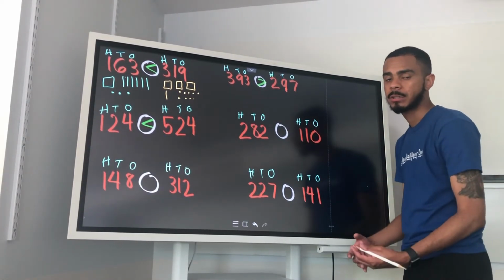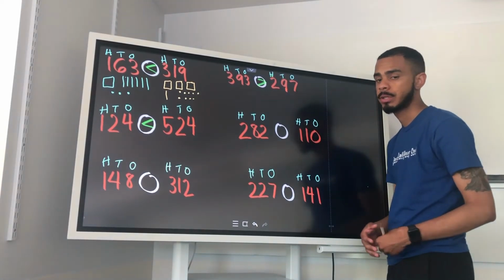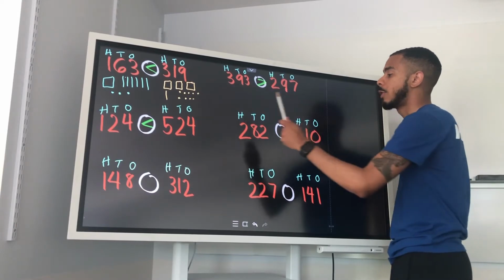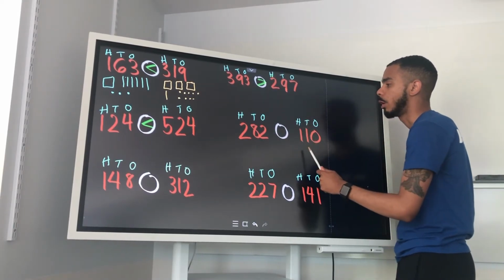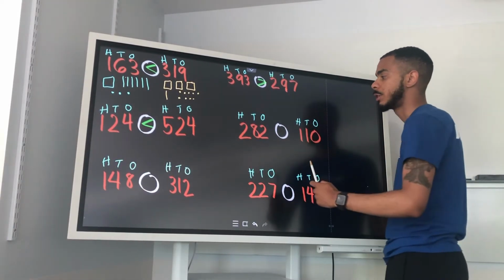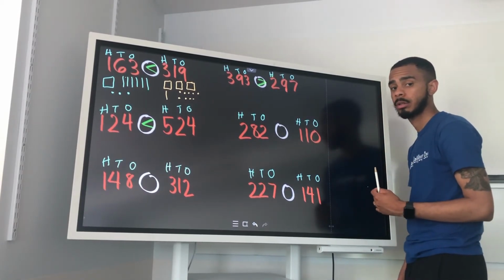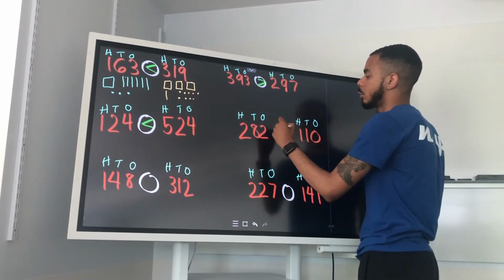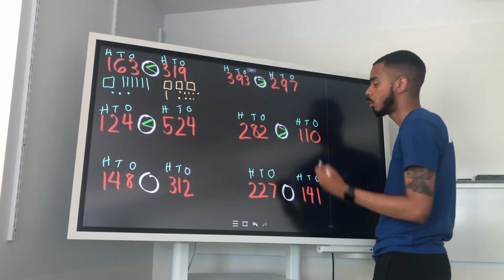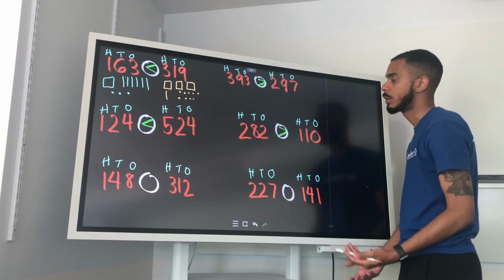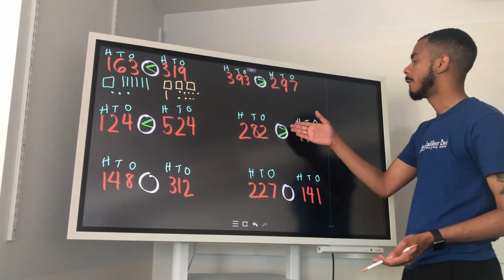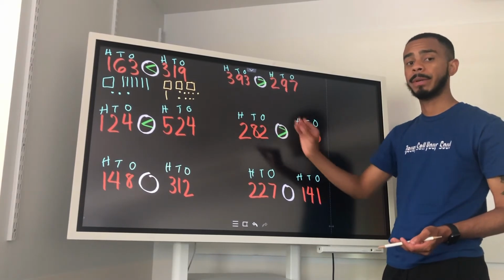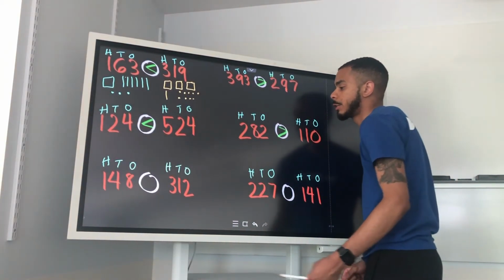Next, 282 is blank 110. We start with the largest place value, the hundreds. Let's look at the hundreds. There's a 2 here, there's a 1 here. I know that 2 is greater than 1. I know that 200 is more than 100. So we say 282 is greater than 110. Notice again in the symbol, the alligator is eating the bigger number.